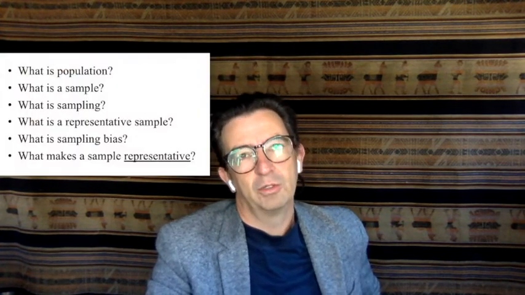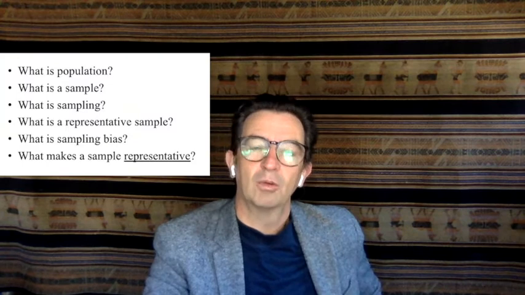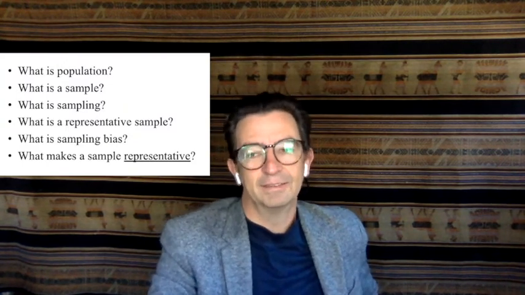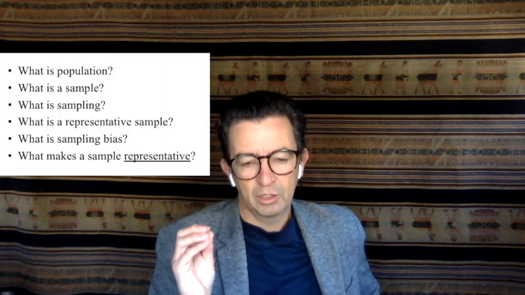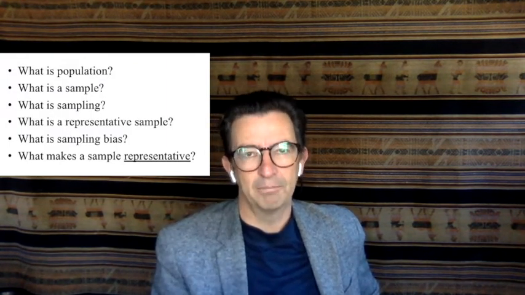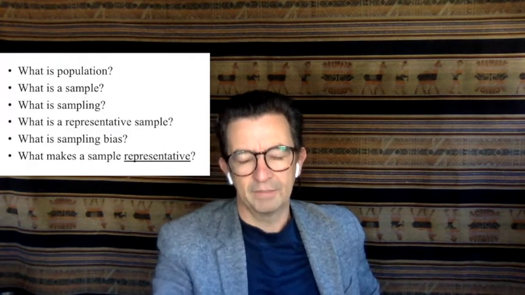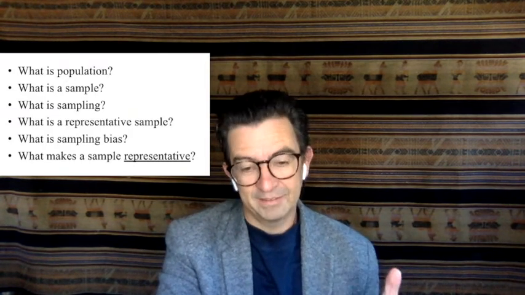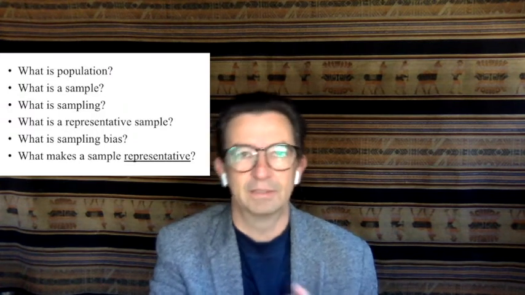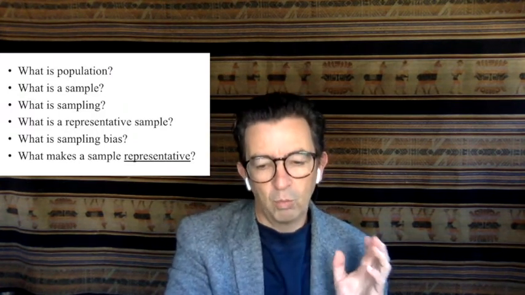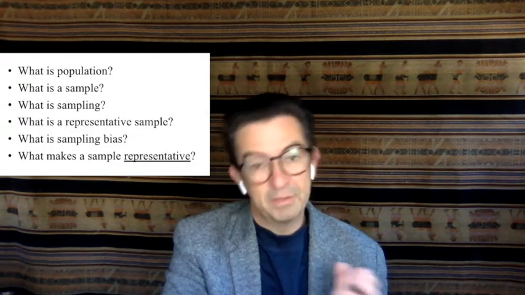In this video, we begin our discussion on sampling and sampling methods. We're going to talk about what a population is, what a sample is, and what the process of sampling, or getting a sample from a population, is. And we're going to focus on the concept of a representative sample. To explain what a representative sample is, we're going to have to delve into the concept of what a biased sample is, or what sampling bias is, to understand what makes a sample representative.